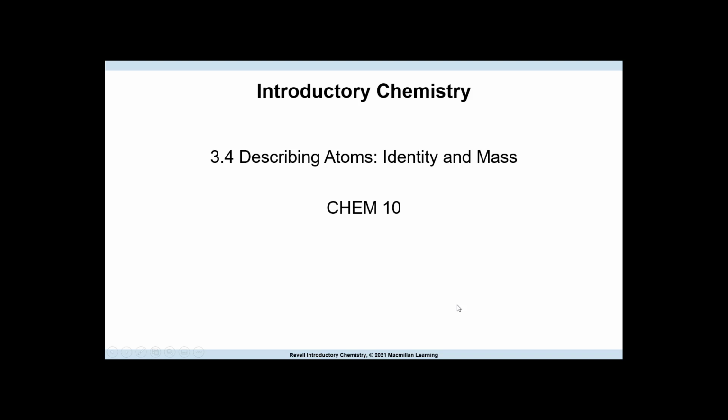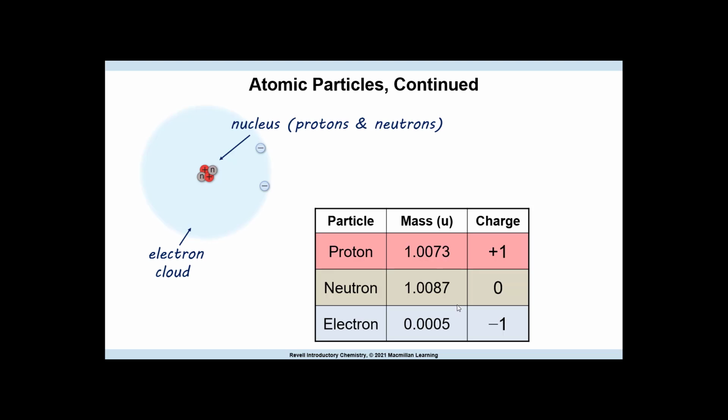Hi class, we are now on 3.4. We're going to look at atoms, the identity, and mass. So we're going to look at subatomic particles. And subatomic particles are protons, neutrons, and electrons. The slide should look familiar to you.